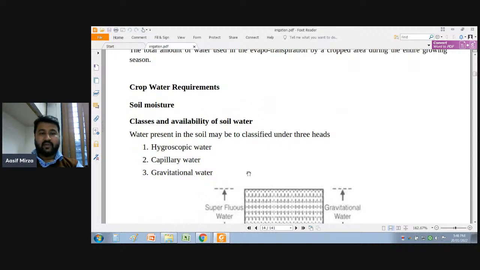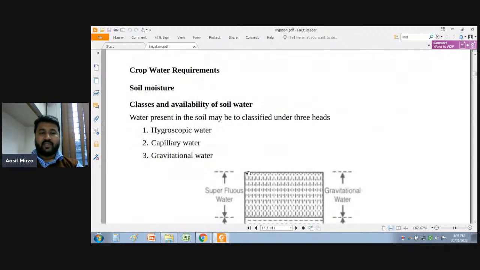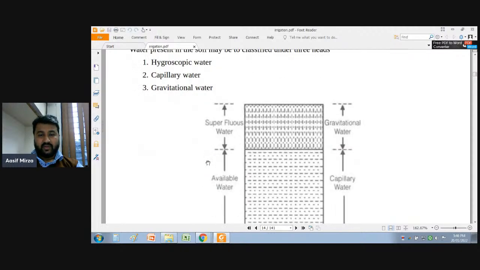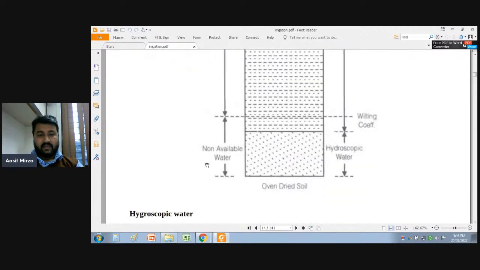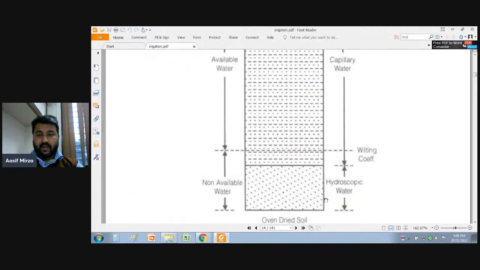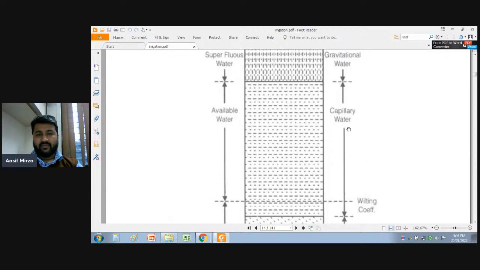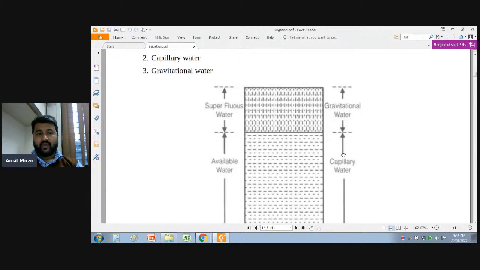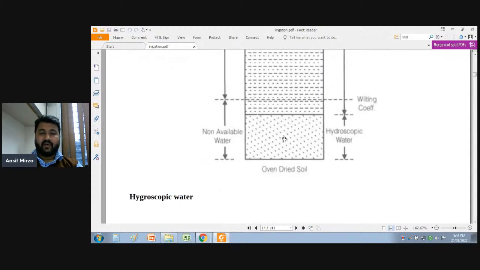So, classes and availability of soil water. Water present in the soil may be classified under three heads: hygroscopic water, capillary water, and gravitational water. In the figure, you can see the hygroscopic water at the bottom, which is not available water. After the non-available water, this is the capillary water, which is available, and the superflous water, that is the gravitational water. So this is the depth of water we can say.